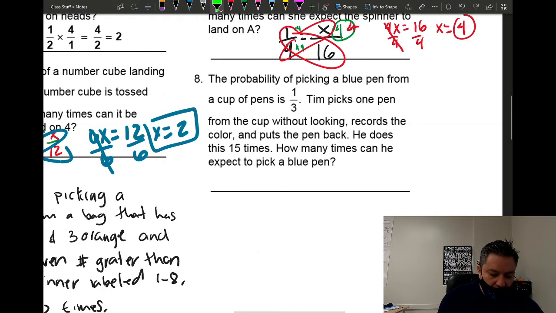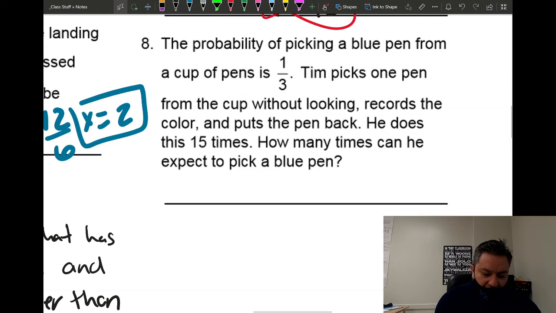Number 8. The probability of picking a blue pen from a cup is 1/3. So they already gave you the probability. You do not need to find it. They already gave you the first fraction. So the probability is 1/3.